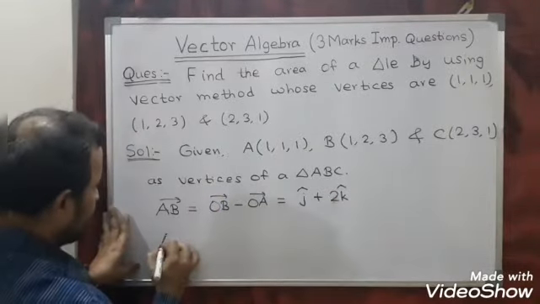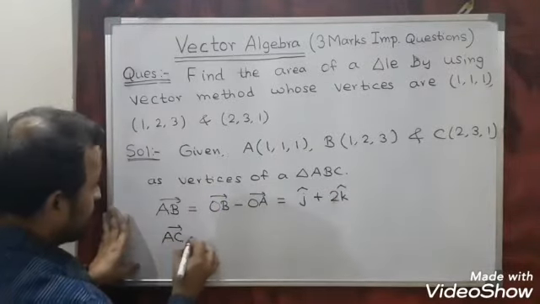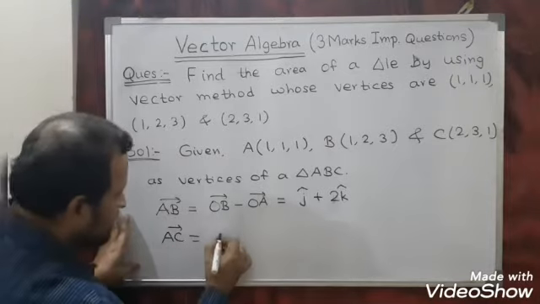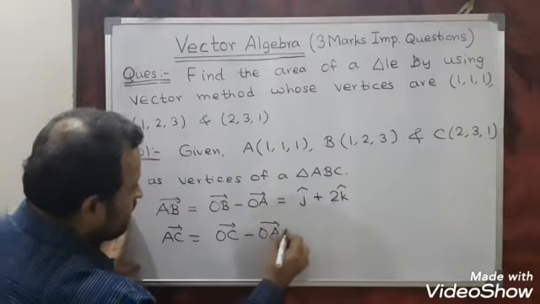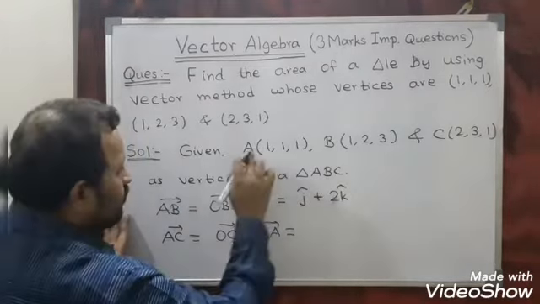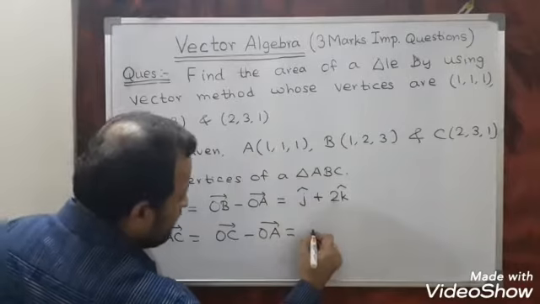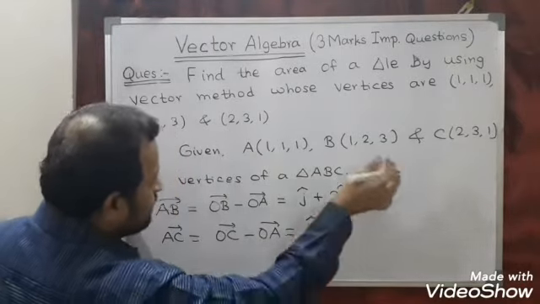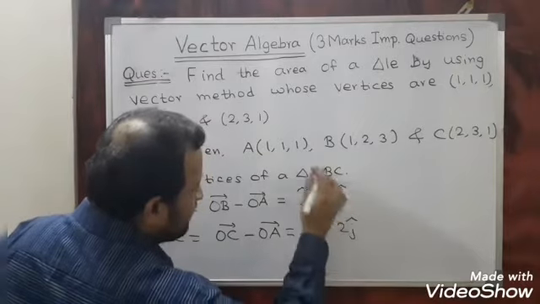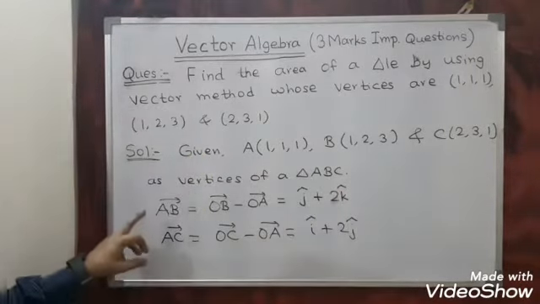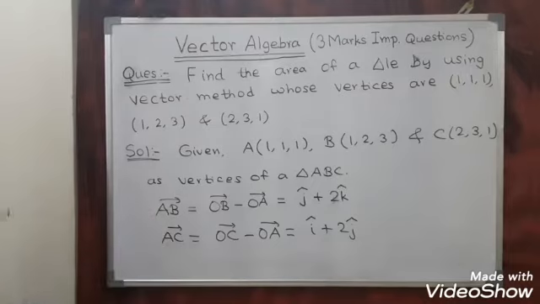Similarly, calculate the AC vector. So the AC vector is nothing but the position vector of C minus the position vector of A. So C minus A: 2 minus 1 is 1, so i will come. 3 minus 1 is 2j. And 1 minus 1 is 0. So we found the AB vector and the AC vector.